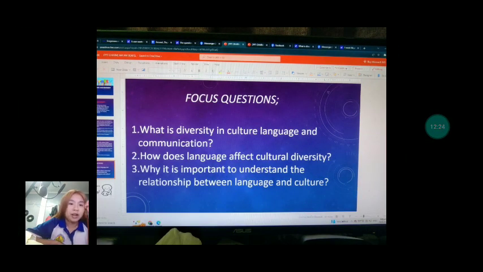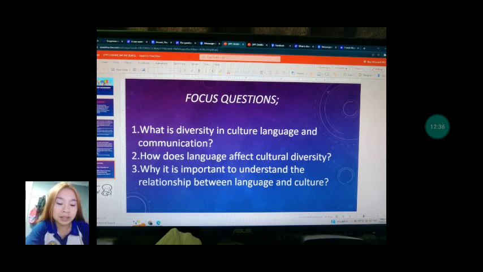Focus question. What is diversity in culture, language, and communication? Cultural diversity doesn't just entail differences in dress and language. It also encompasses different ways of thinking, managing, and communication. The relationship between communication and culture is a very complex and intimate one.